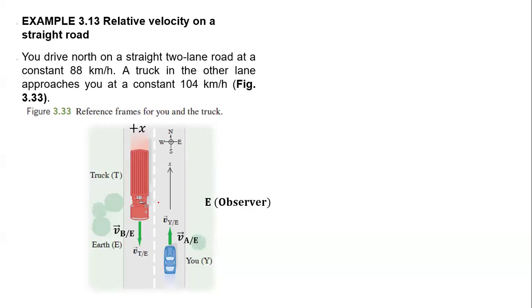However, instead of using their approach, we're going to use our approach. Instead of you as an observer inside the car, let's put an observer outside the car. Let's make the velocity of this car with respect to that observer VA and the velocity of the truck with respect to that observer VB. Then we use the formula that we derived.